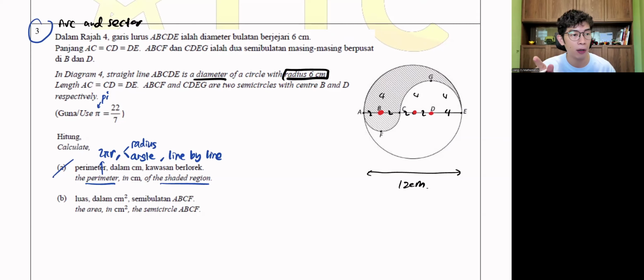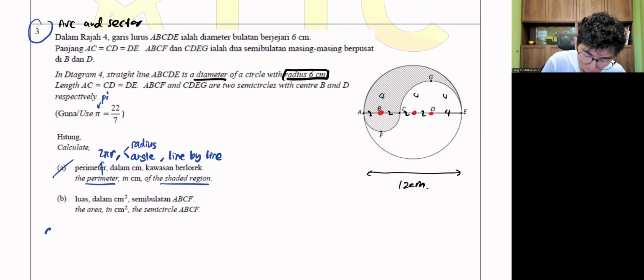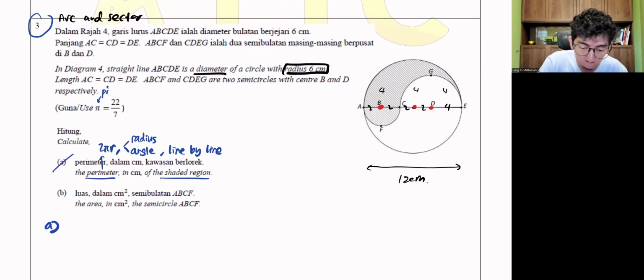Now I'm going to complete part of the information. Question 8. Line by line, I'm using a highlighter. You don't do that. I'm just showing it to you because I don't want you to mess up the drawing. You can use pencil to draw it, but when you do your workings, you have to use pen. Line by line, shaded region.